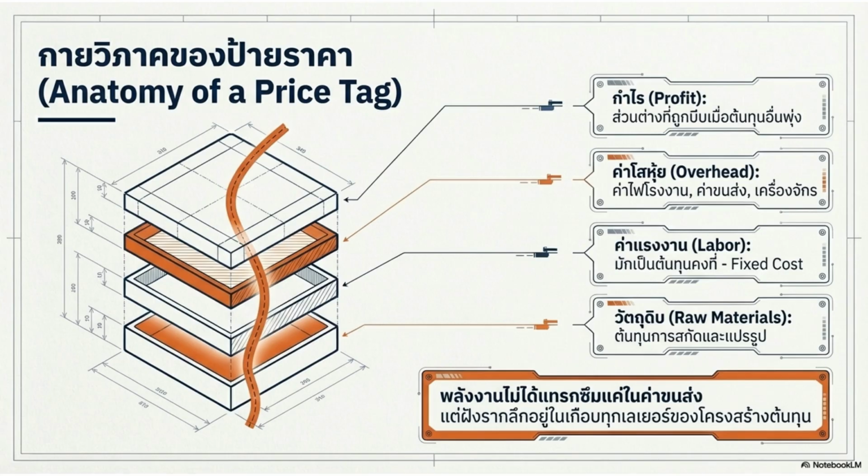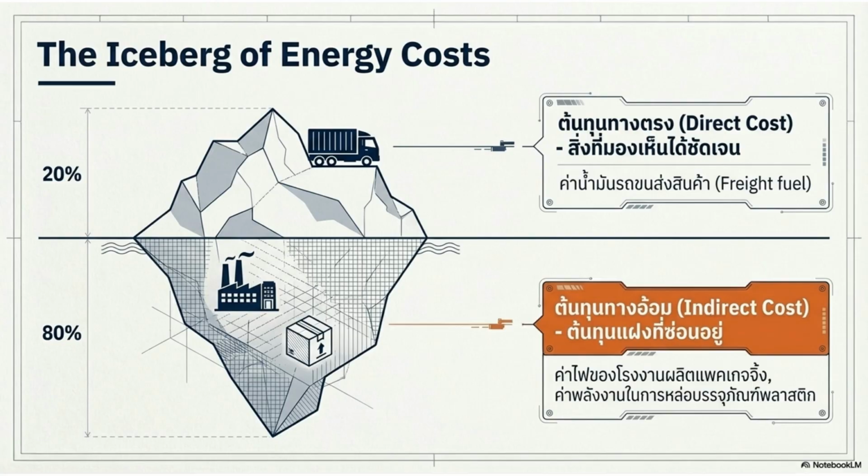Anatomy of a price tag. Energy costs are not confined to shipping. They are embedded in every layer of the cost structure. The price tag includes profit, overhead, labor, and raw materials. The iceberg of energy costs shows that only about 20% are direct costs, like freight fuel. The other 80% are hidden indirect costs, such as factory electricity and energy for melting plastic packaging.